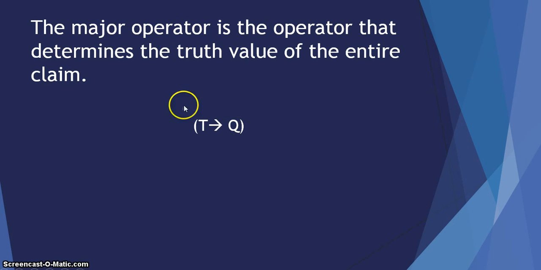But the truth value of "if T then Q" is determined by the major operator, which in this case is the conditional. So the truth value of "if T then Q" is determined by the major operator operating on whatever truth values we find in T or Q.